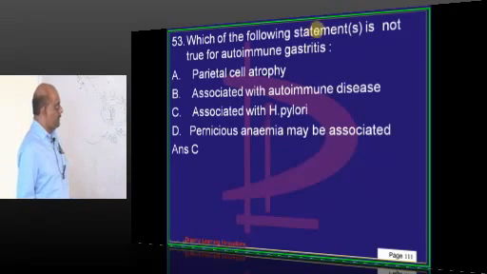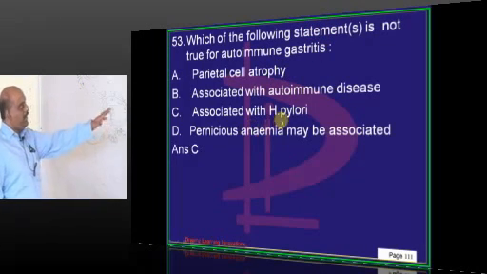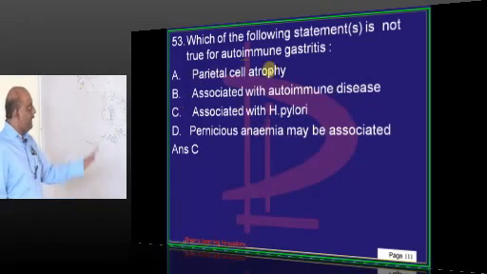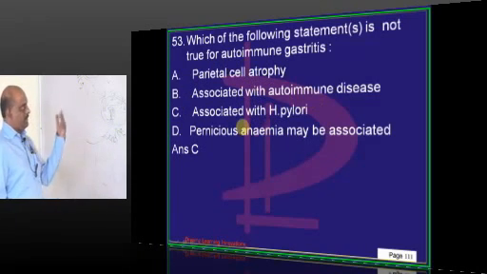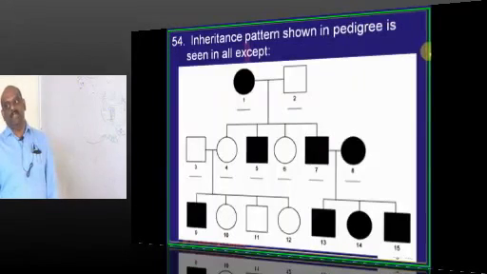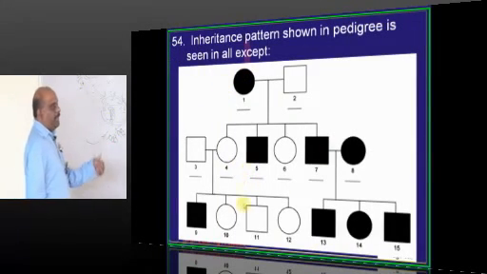Autoimmune gastritis. It is not associated with H. pylori, but it leads to parietal cell atrophy, autoimmune disease, and pernicious anemia is associated with it. They are all true. So what is this inheritance pattern? Every time only the guys are getting affected.